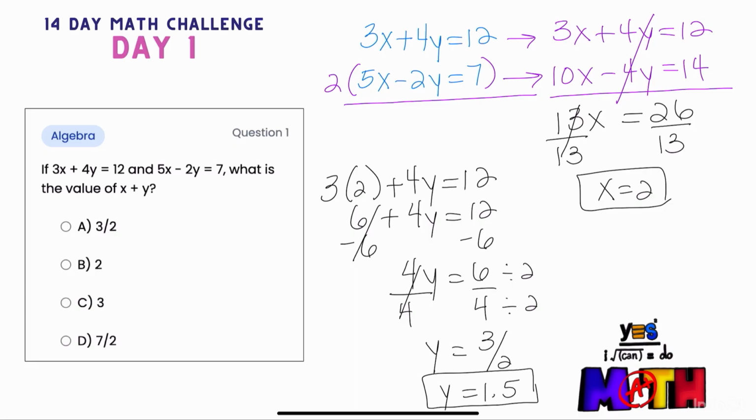Now be careful, because x equals 2 and y equals 3 over 2 are both part of the solution set, but what they're asking for is the value of x plus y. That means I have to take my two answers, 2 plus 1.5, which is 3.5, and my solution is going to be D, 7 over 2.